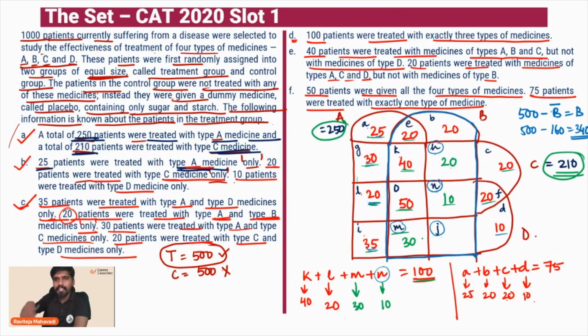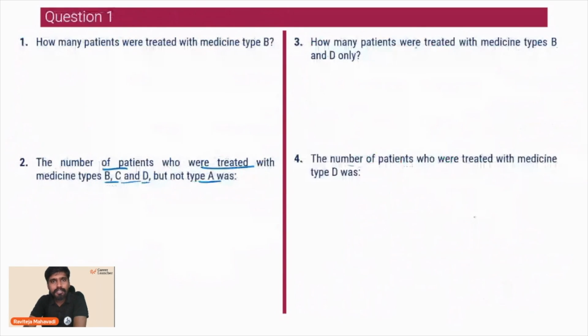We know that inside this entire Venn diagram, there have to be 500 patients. A itself is 250, so everything outside A should add up to 250. So if everything outside A adds up to 250, we have 20 plus 20 plus 20, 60 plus 20, 80 plus 100. So J must be equal to a huge value, which is 150, and we have hence determined everything that is required to be able to solve any of these questions.